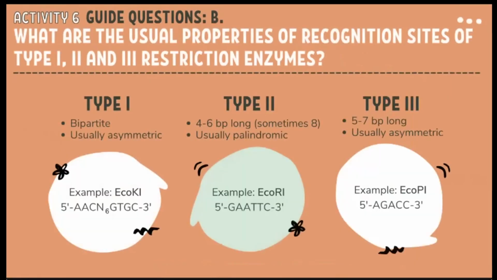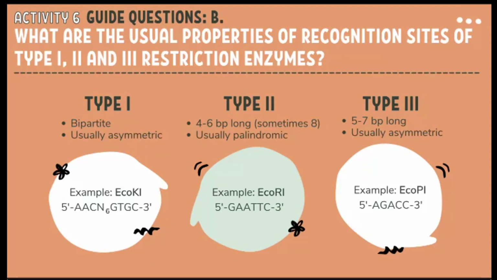The second question is, what are the usual properties of recognition sites of type 1, 2, and 3 restriction enzymes? So for type 1, the recognition site is usually bipartite, which means it has two parts. So for example, is EcoK1.